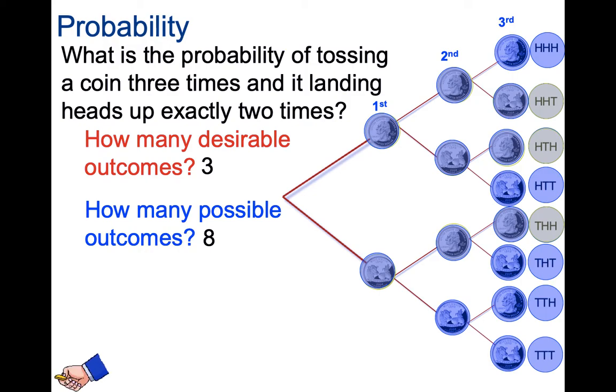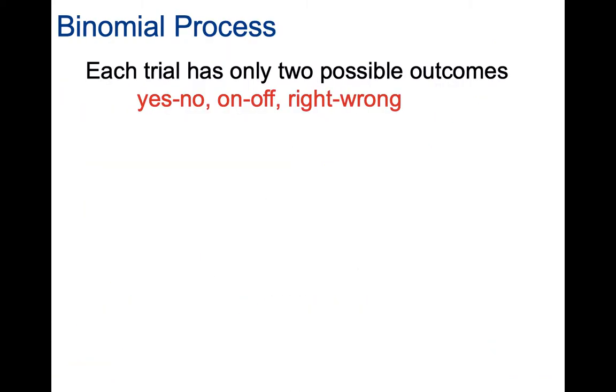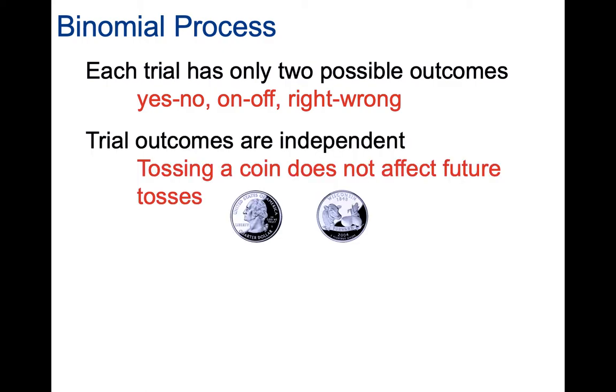So how is it that we're going to be able to do this with a formula? Well, moving on, it's called the binomial process. Before we get into how this process works, you have to understand a few things about it. It only works for situations where the trial has two possible outcomes: yes or no, on, off, right, wrong, positive, negative, whatever it might be. So for heads or tails, the binomial process works, but this wouldn't work for some other processes. If there's more than two outcomes, then this equation doesn't apply.